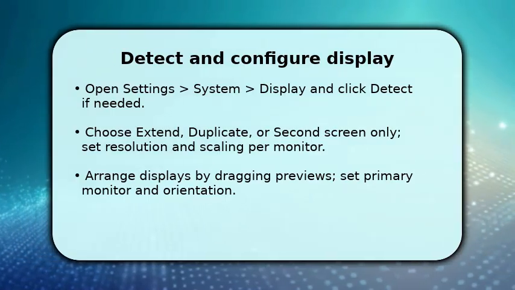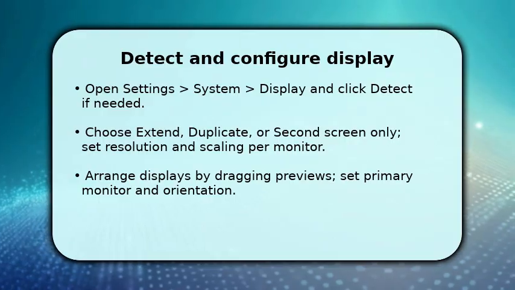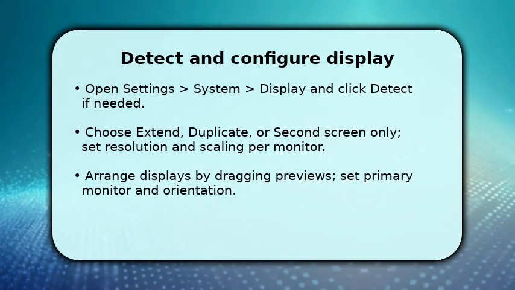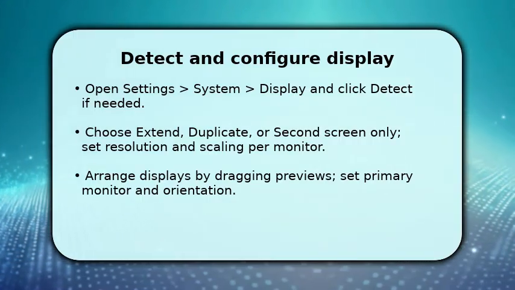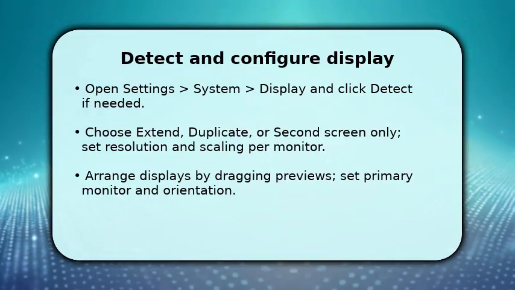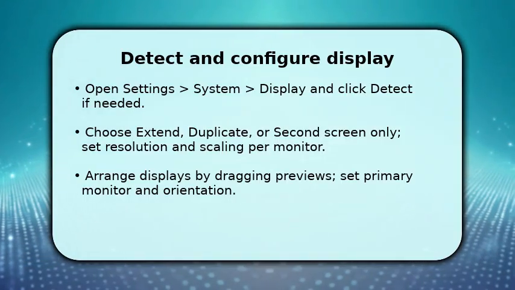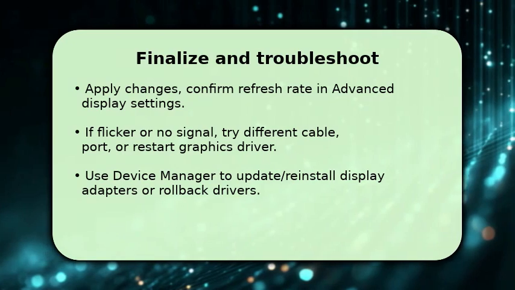Drag the display rectangles to match physical placement so the cursor flows naturally. Set the primary display if you want taskbar and start on one screen. These choices control how Windows uses both. Finally, apply settings and verify the refresh rate in advanced display settings for smooth motion.